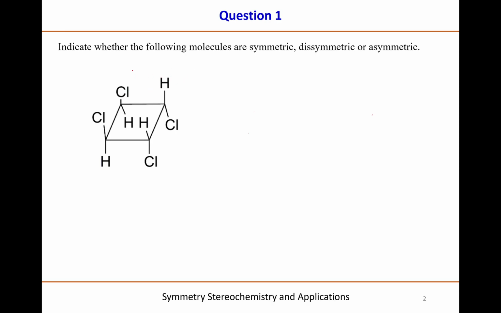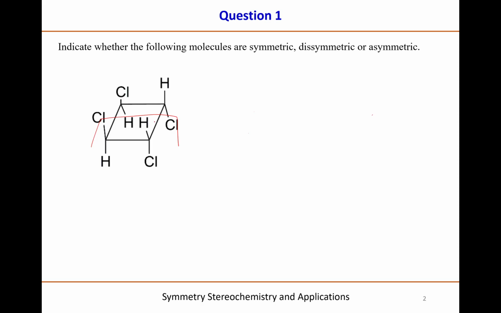See, if I pass the plane from here, this chloride should come here, right? But this is not the case. Here we have hydrogen. So this plane is not a valid plane. This plane is not giving the mirror image of the first half. Then talking about the other plane, if I pass the plane from here, again you can see this chlorine is here and this Cl is here.